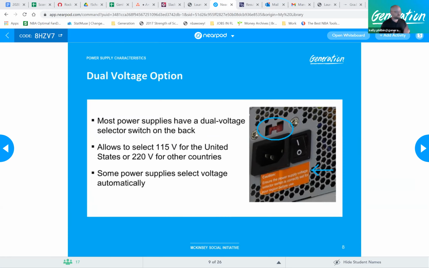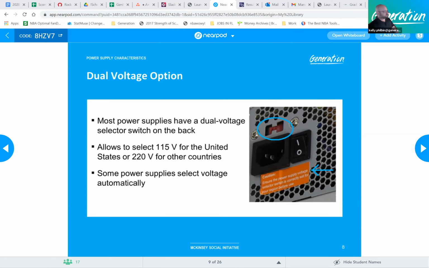And if you have it set on 110 and you plug it into a 220, it could possibly damage the unit, but they tend to have internal fail-safes for that. Questions, comments, concerns on that? The selector switch.